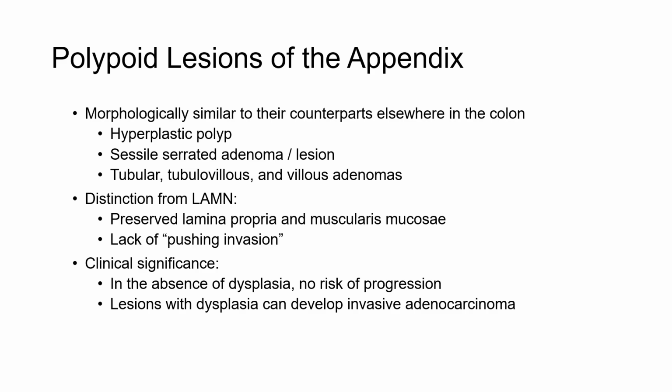We can also get polypoid lesions of the appendix that are similar to those that occur in the background colon, and these can include hyperplastic polyp, sessile serrated adenoma or lesion, tubulovillous, and villous adenomas. Similar to the other mimics we talked about, these have preserved lamina propria and muscularis mucosae and lack pushing invasion. In the absence of dysplasia, there's no risk of progression. Lesions with dysplasia can develop invasive adenocarcinoma.